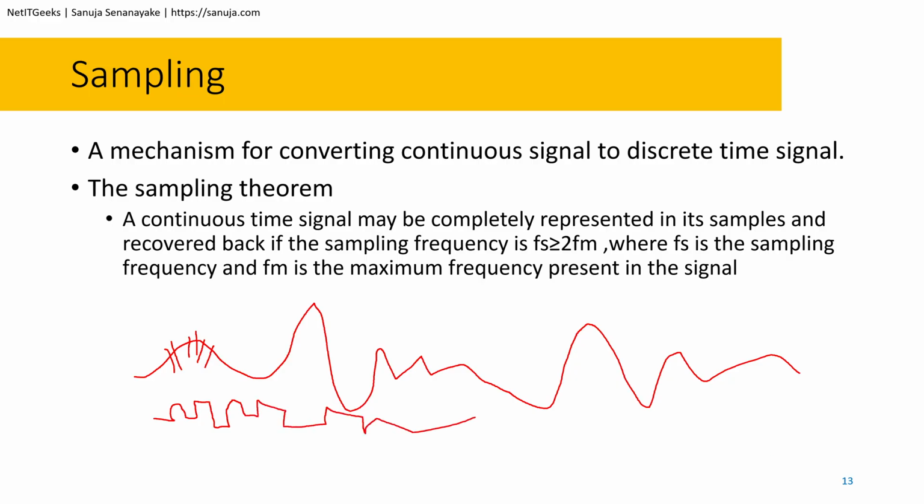So that's what you need to understand in this particular slide. The sampling theorem says a continuous time signal may be completely represented in its samples and recovered back if the sampling frequency is fs, where fs is the sampling frequency and fm is the maximum frequency of the represented signal, right? But you don't need to know what fs greater than or equal to 2 fm means. You don't need to know any of that.